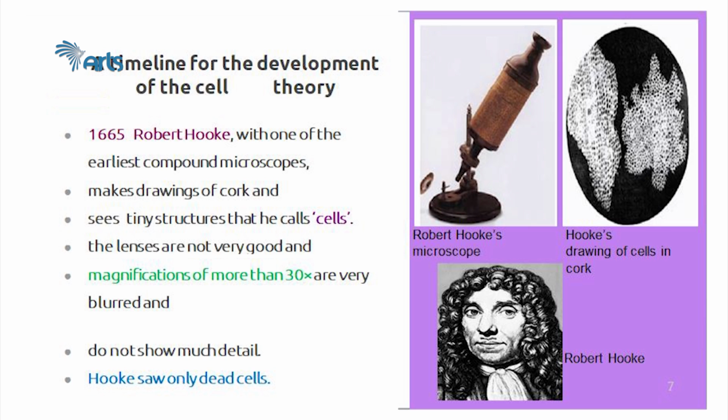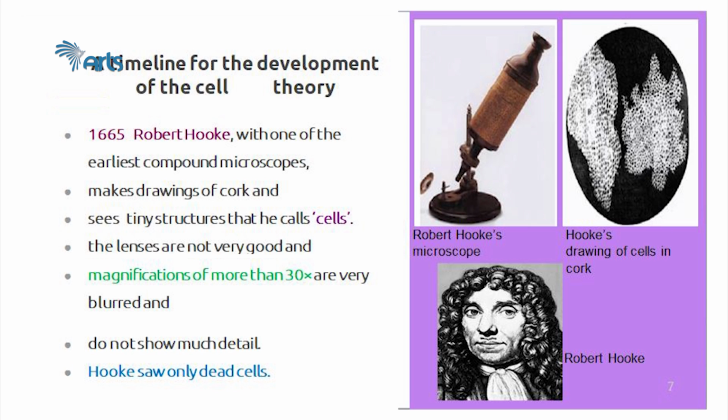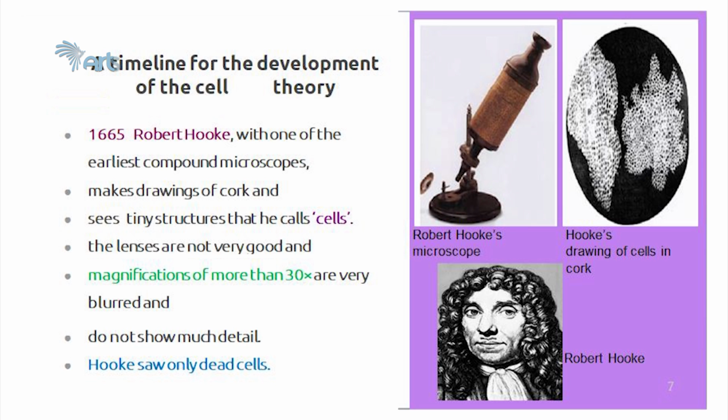So this is the first beginning of the development of cell theory, with the development of a small crude microscope by Robert Hooke. He only observed dead cells in his microscope. The living cells were not observed because he took cork cells from the tree bark, from dead plant tissue.